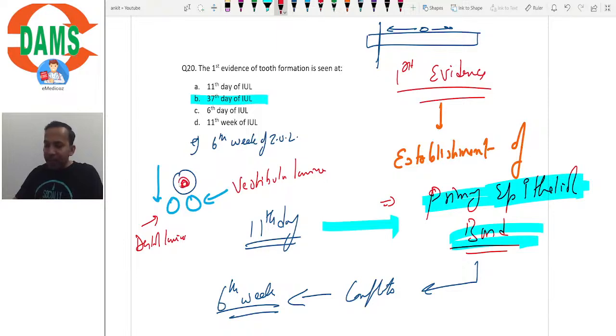So first the epithelial band needs to be established. Only then it will proliferate. Only then it will divide into dental lamina and vestibular lamina. So dental lamina or vestibular lamina, they are established by 8th week. Right? They are established by 8th week. Is it clear?